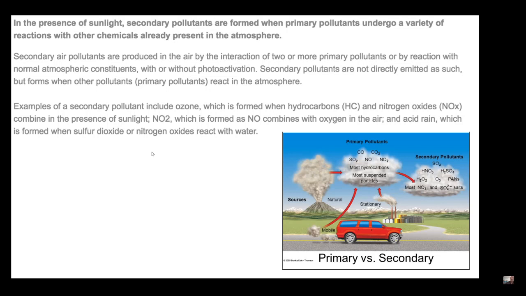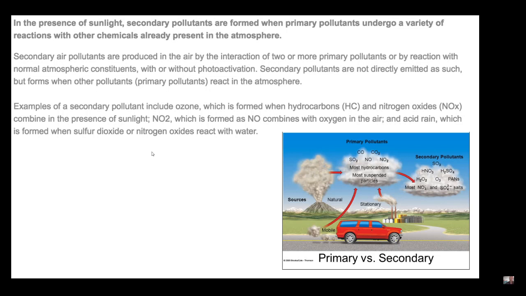There's a difference between primary pollutants and secondary pollutants, right? In the presence of sunlight, secondary pollutants are formed when primary pollutants undergo a variety of reactions with other chemicals already present in the atmosphere. So really, secondary pollutants are a byproduct of primary pollutants when they interact with the atmosphere and solar radiation.